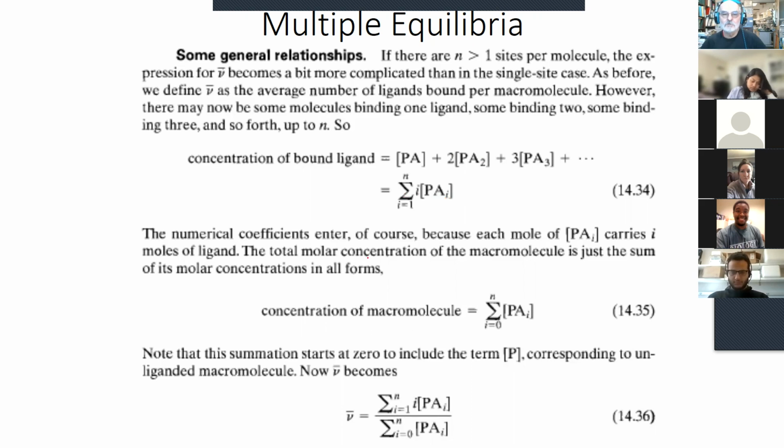And that's explained in words below. And then the denominator is the concentration of macromolecule. So it's total bound ligand divided by total macromolecule. And so that would be the concentration of all of these forms, except there's only one P. So it would simply be the concentration of PA sub i, summed from i equals 0 to n, because it includes the term P when there's no ligand bound. So that has to be included in the sum.